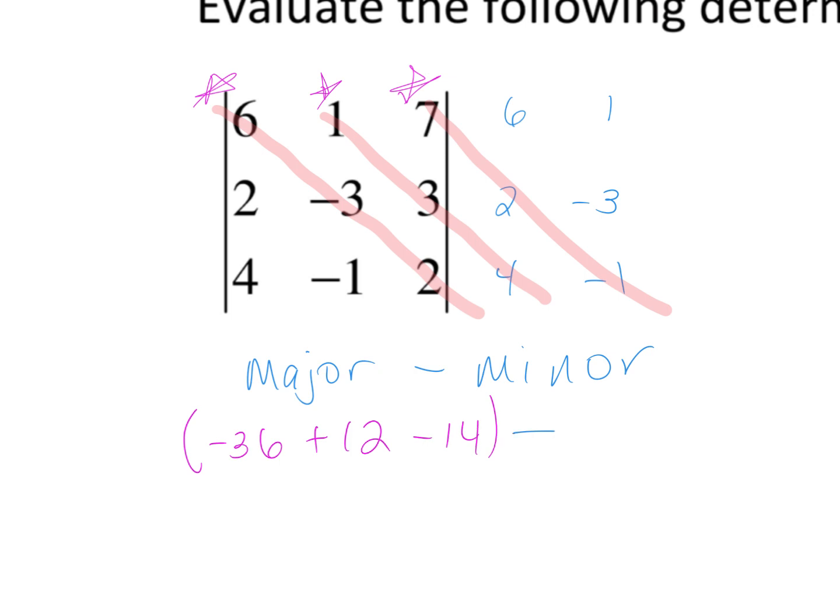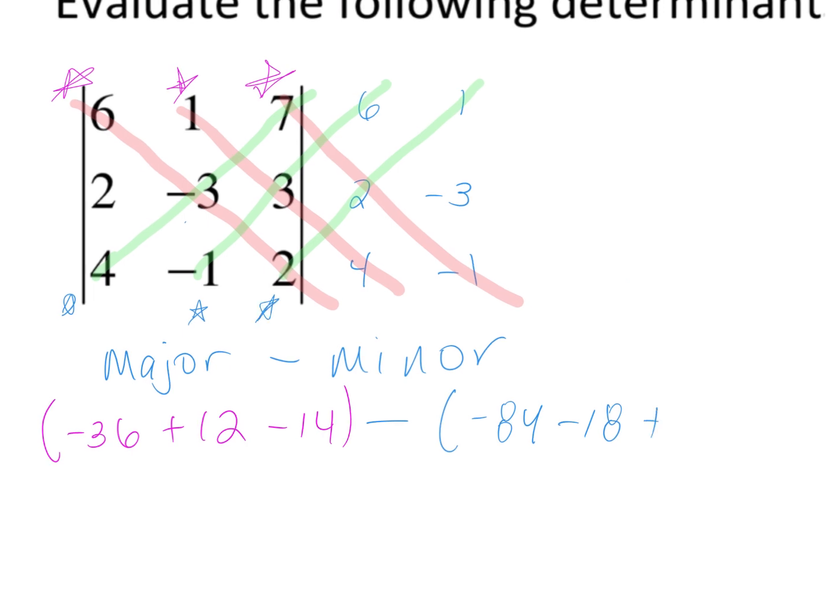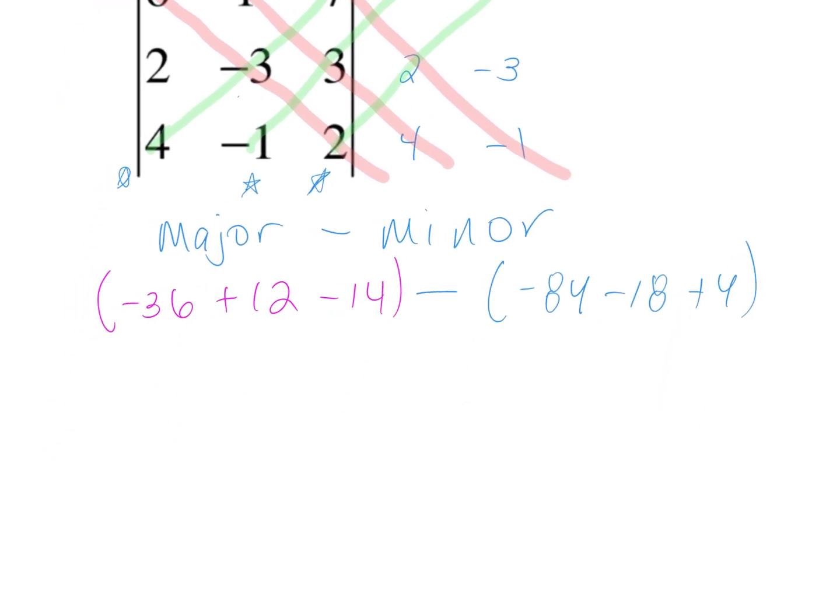So then my minors just go the opposite direction. So I have here, here, and here. If you want to keep things in parentheses, keep them in parentheses. What is 4 times negative 3? Negative 12 times 7 is? 84. What kind of 84? Negative 84, good. What's negative 1 times 3? Negative 3 times 6? Minus 18. And then what's 2 times 2 times 1? Plus 4. All right, now let's simplify, guys.